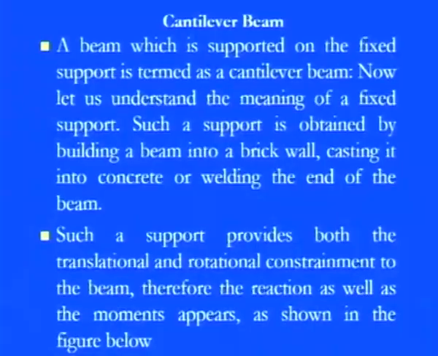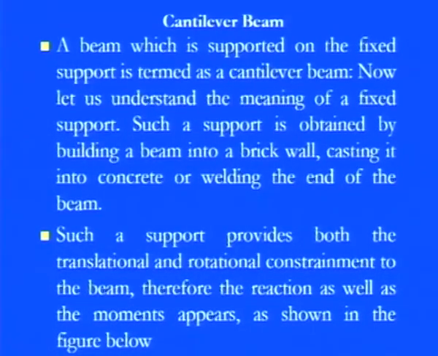Such a support provides both translational as well as rotational constraint to the beam. That means, if you have this rigid support at this corner, then you cannot get any kind of translational or rotational motion. So it provides rigid resistance against these two kinds of motion. It is the real constraint for translational as well as rotational motion.